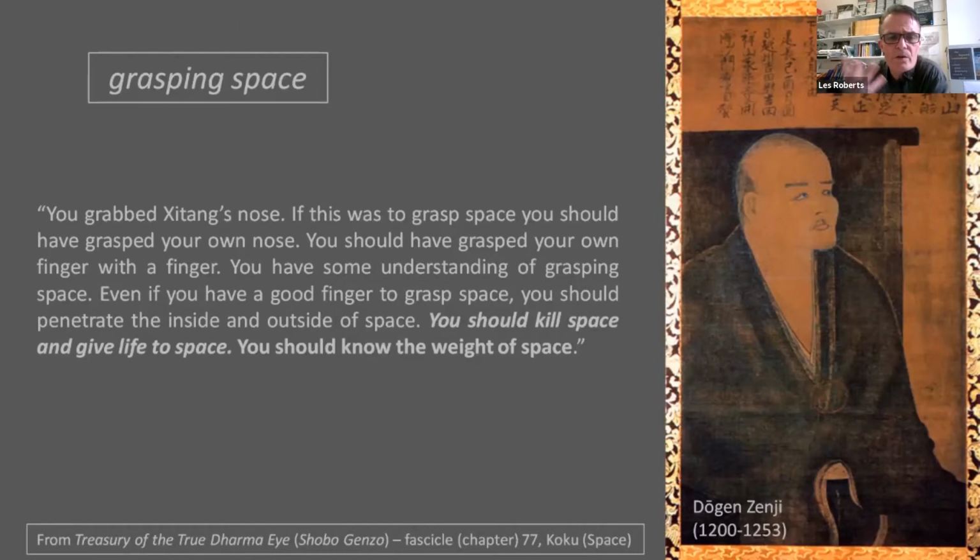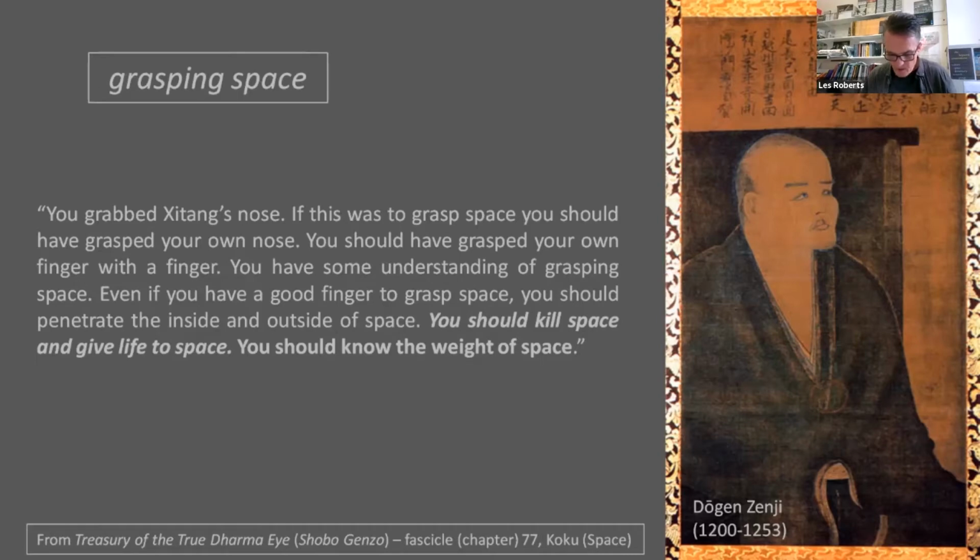So in this chapter Koku, which is all about space, what Dogen is doing, and what he tends to do throughout Shobogenzo, is provide commentaries on well-established koans. So he's responding as if in dialogue with his predecessor who's established this koan. So even if you have a good finger to grasp space, you should penetrate the inside and outside of space. You should kill space and give life to space. You should know the weight of space.